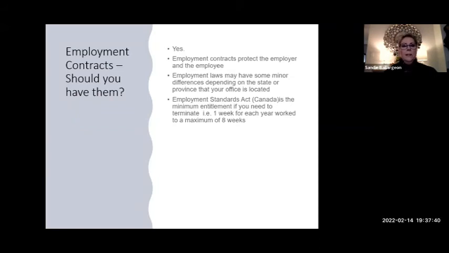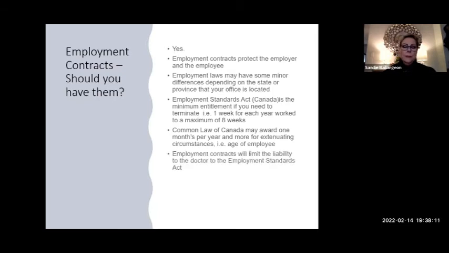If you are terminating somebody, let's say you're purchasing a practice and you're terminating the other employees who have employment contracts, that's the bare minimum that you have to give, but it's strongly recommended that you give more than the minimum, and then there's less likelihood of the employee coming back to ask for more money. In Canada, the common law may award 1 month per year of service and more for more extenuating circumstances like the age of the employee, for example. Employment contracts will limit the liability to the doctor to the Employment Standards Act.